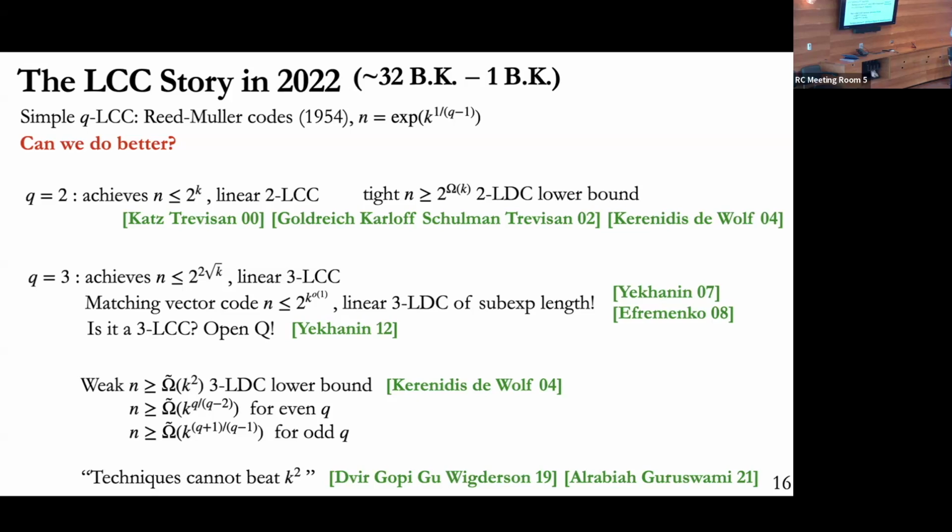I mean, the property is not nearly as strong as being locally decodable, so the lower bounds are not nearly as strong. Yeah.